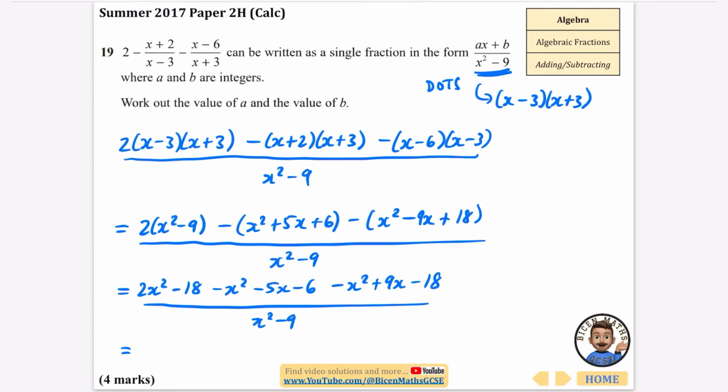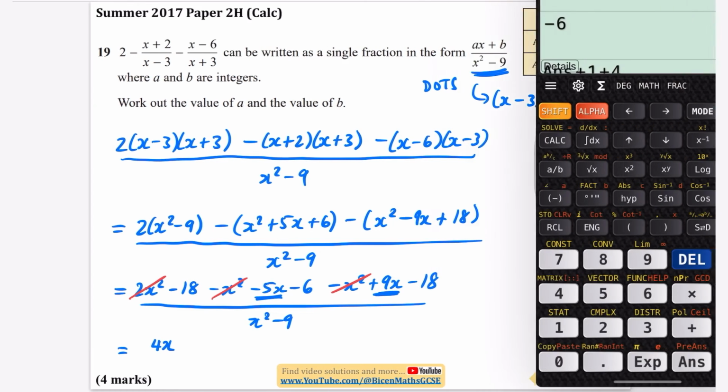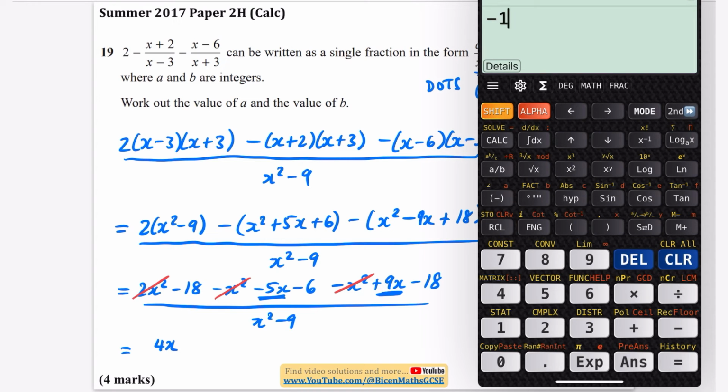Well, they wanted there to be no x squareds in this numerator, and there won't be because 2x squared minus x squared minus x squared completely cancels. So all I need to do is concentrate on the x terms that we've got. So for the x terms, I have a 9x minus 5x, which is 4x. And then I've got a minus 18 minus 6 minus 18. Now I'm going to be really lazy. I'm going to say that I've got minus 18 and a minus 6. So that's minus 42. And that is 4x minus 42 over x squared minus 9.